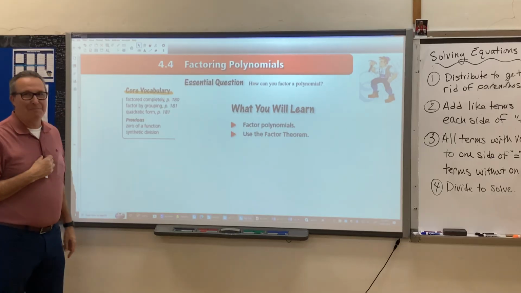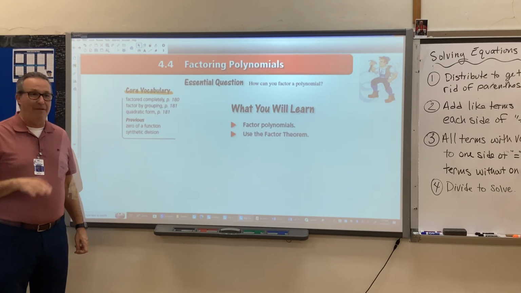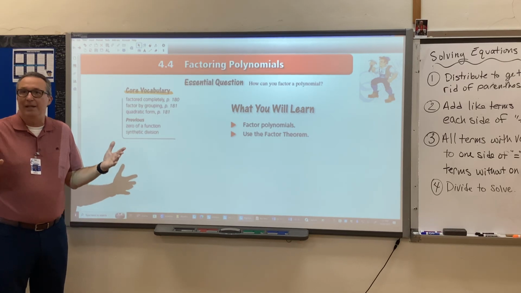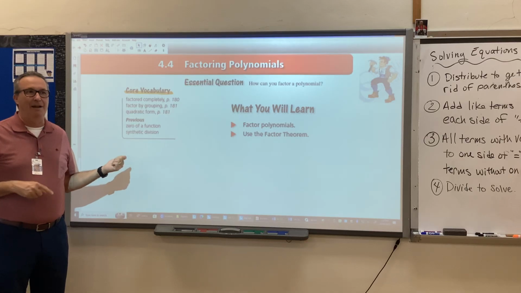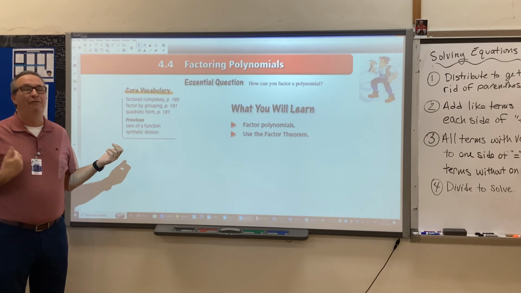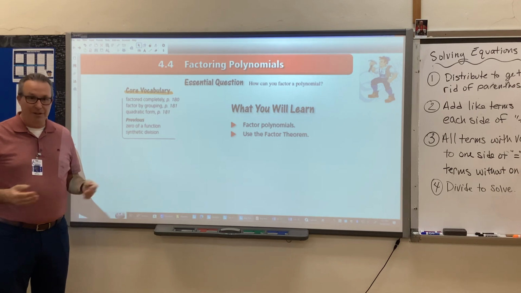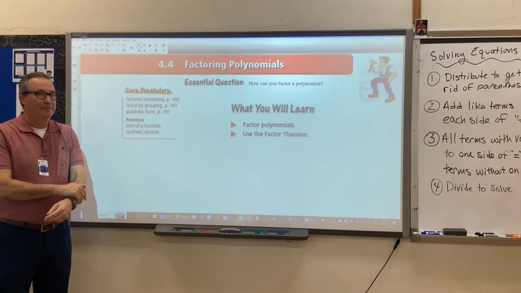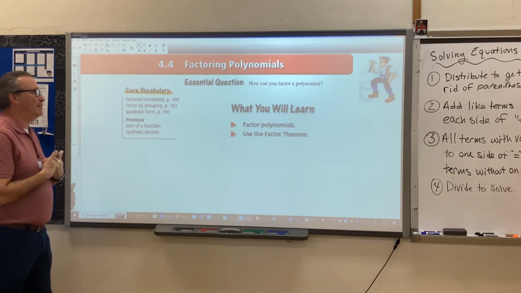4.4, factoring polynomials. And this is not a lie. There is a section where you have to factor them. And remember the first 2 weeks of the school year, all we did was factor? It's pretty much the same stuff. So it's kind of a review of the factoring we've already done. So if you can factor, this should be a great section for you. Okay? We good? Factoring polynomials.